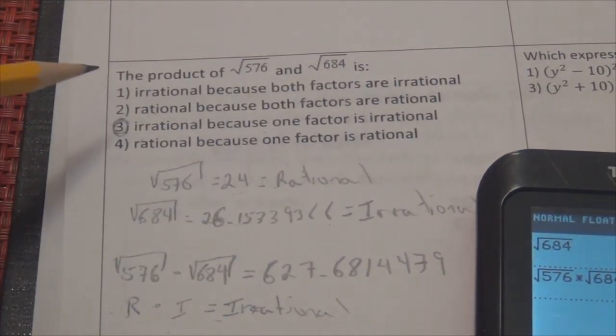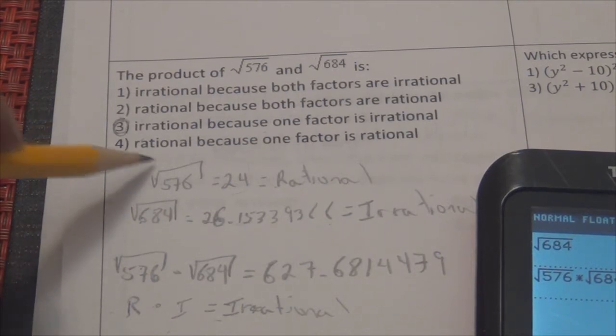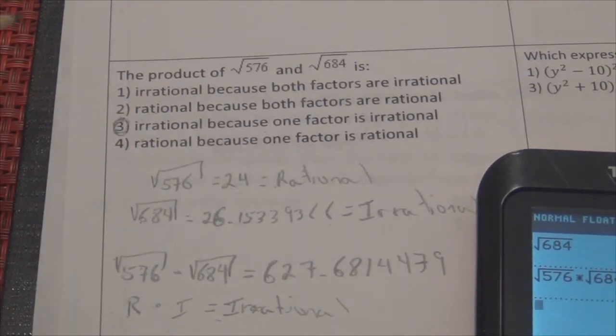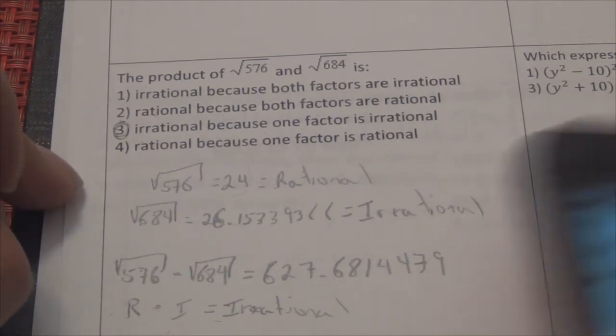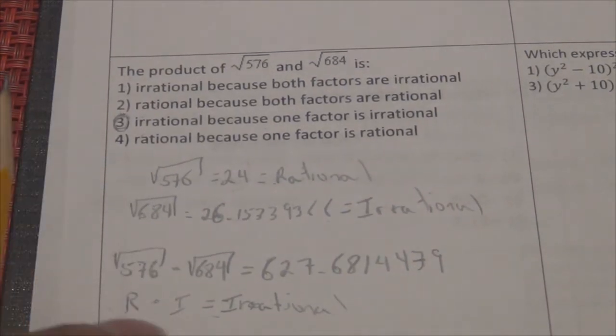You're not going to say that it's going to be rational because one factor is rational. I mean, duh, we don't know that. And it's not rational anyways. We're talking about this number. All right.